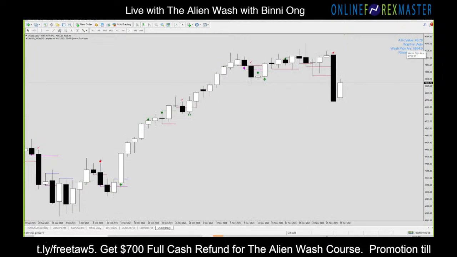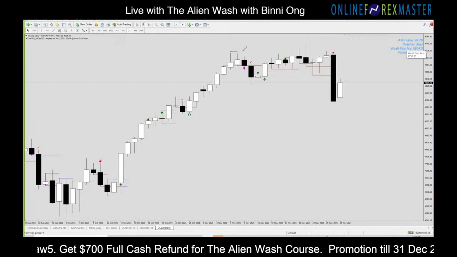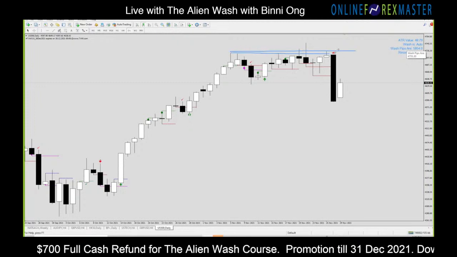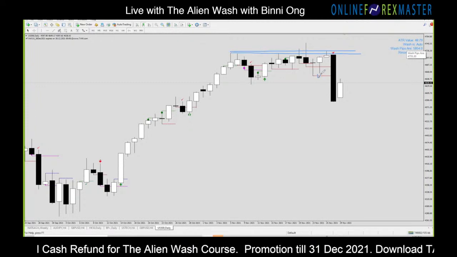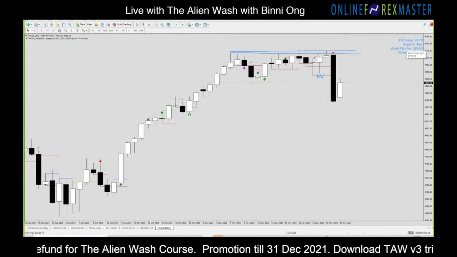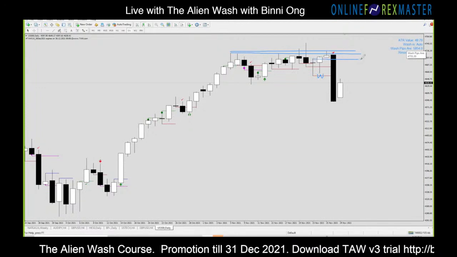You can see that they tried to push. There was a series of resistance lines here. Even at the last minute, this was a W. They tried to push, tried to push, so that was the worst line here.